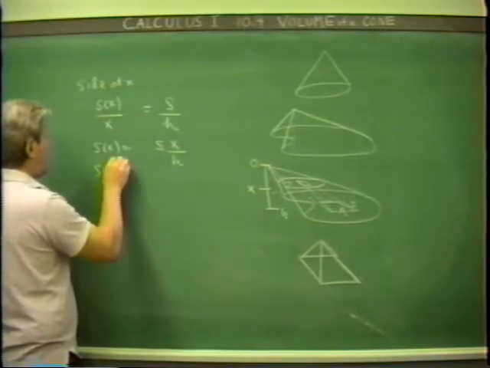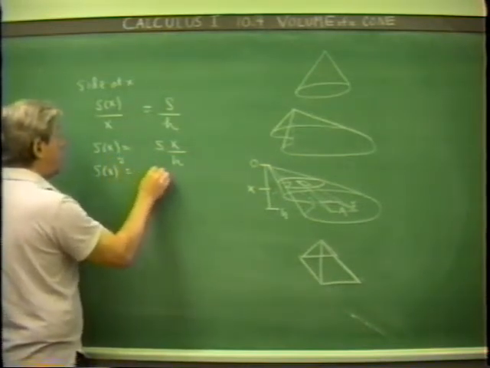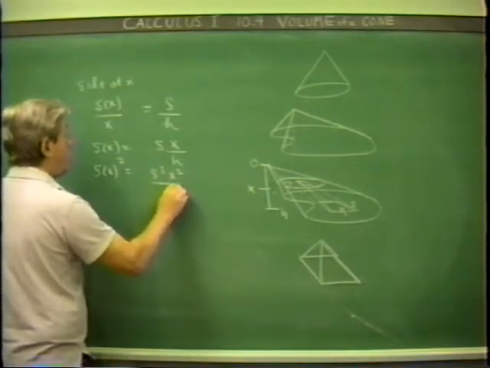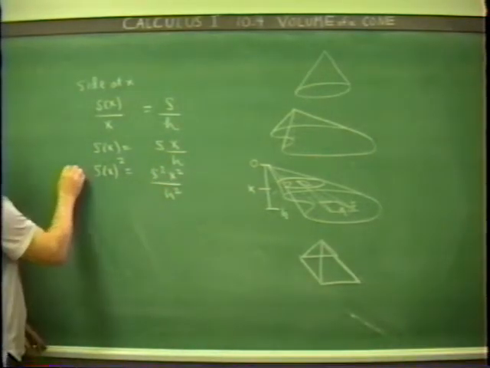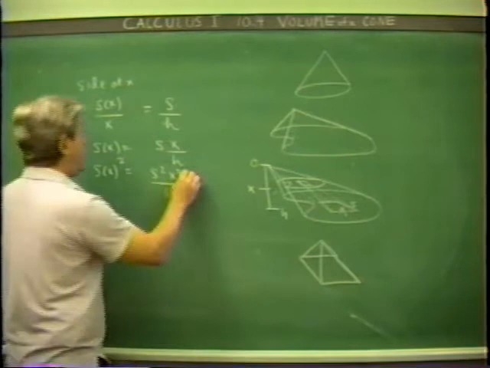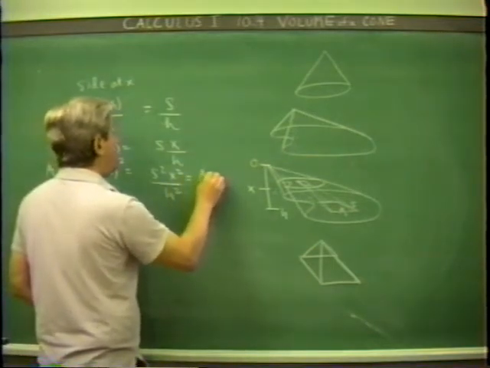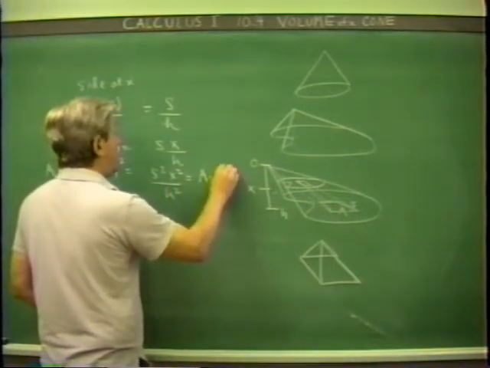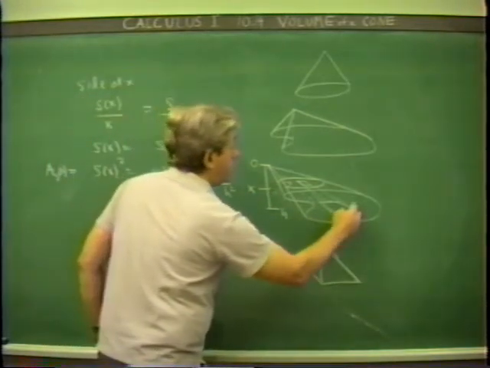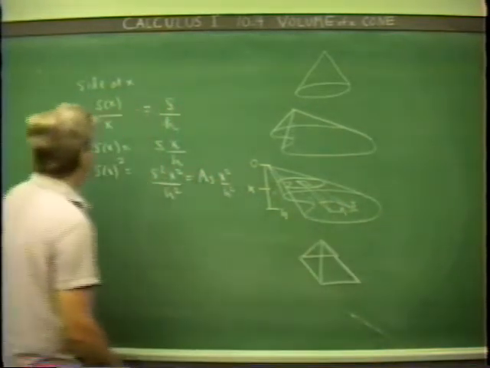And so s(x) squared is going to be equal to s squared x squared over h squared. Now this is the area of the square at x. And this is equal to the area of the square times x squared over h squared, where this is the area of the square down here.